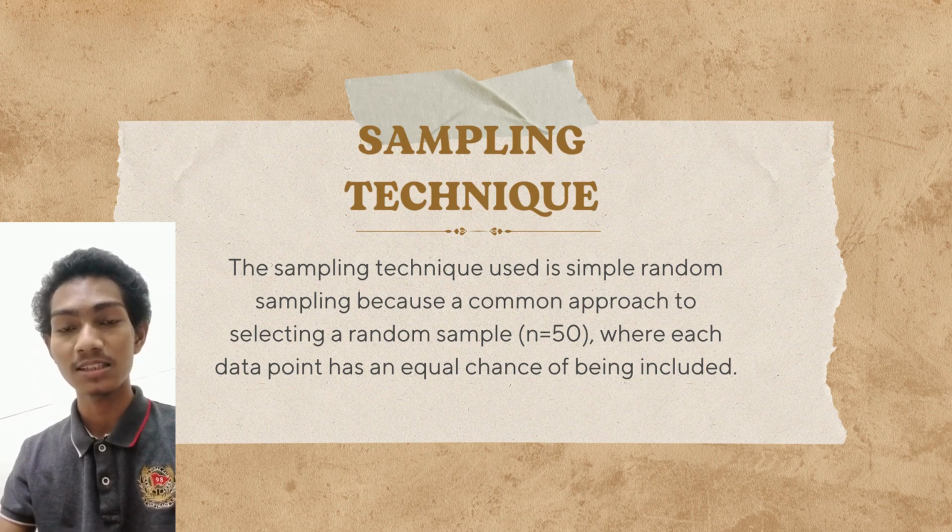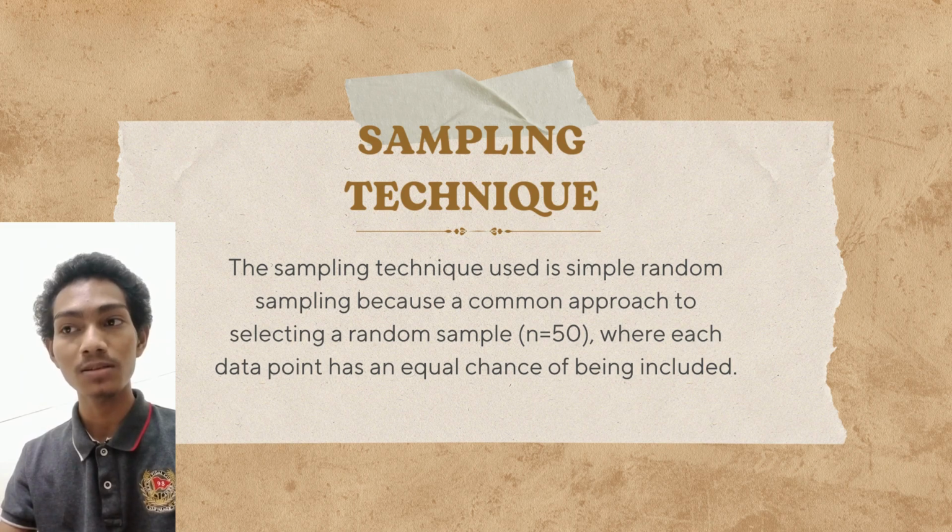First, the sampling technique used is simple random sampling, because it is a common approach to selecting a random sample, n equal 50, where each data point has an equal chance of being included.